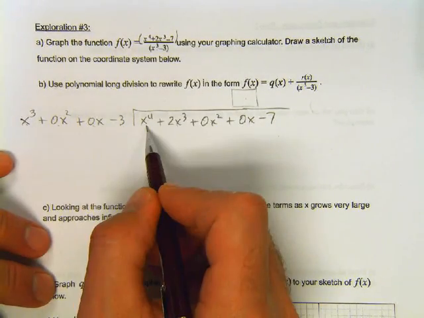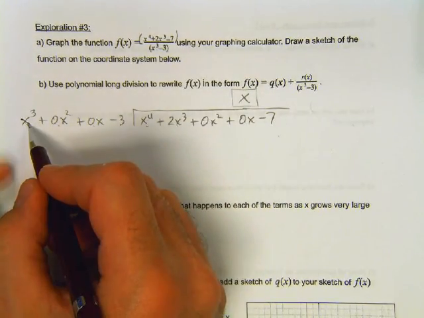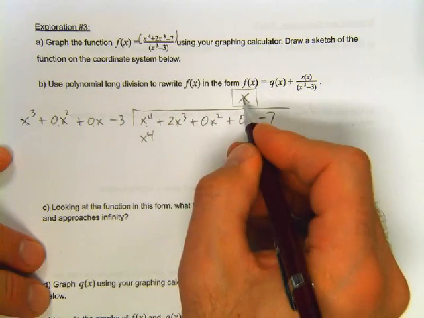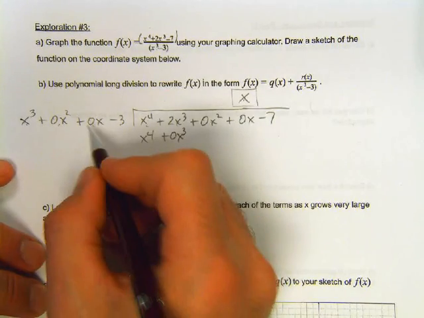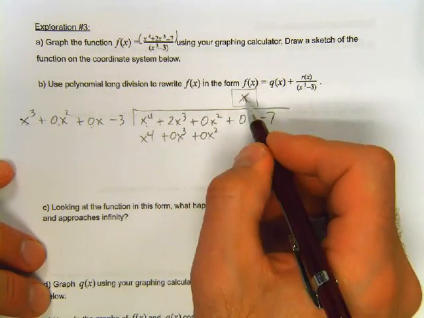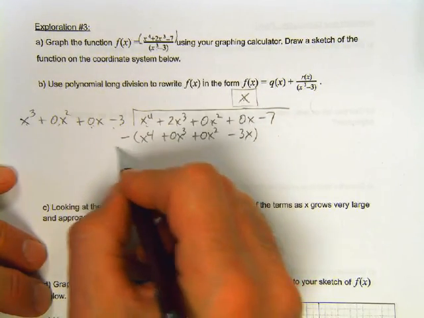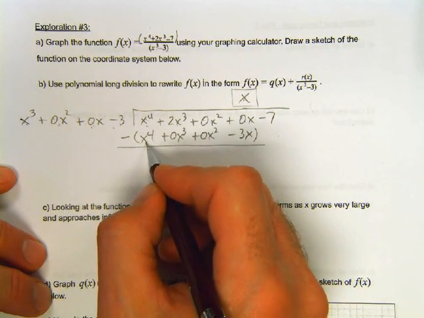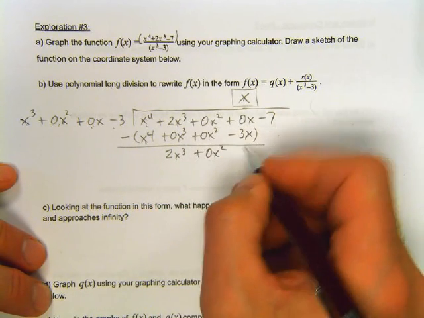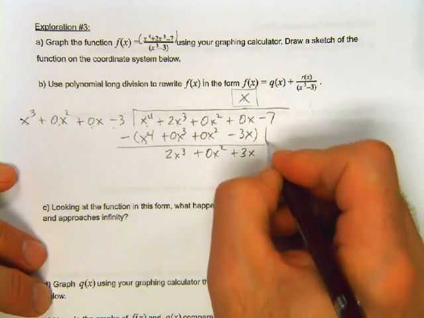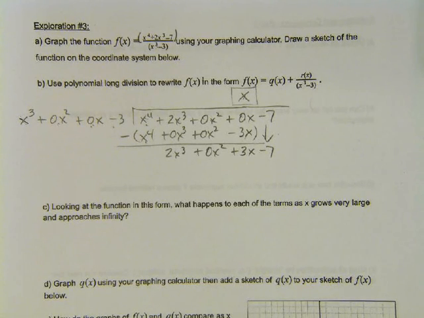And we are going to ask ourselves, what times x cubed equals x to the 4th? X. x cubed times x is x to the 4th. X times 0x squared is 0x cubed. X times 0x is 0x squared. X times negative 3 is negative 3x, parentheses, and subtract. 0x to the fourth, 2x cubed, 0x squared, positive 3x, drop the negative 7.